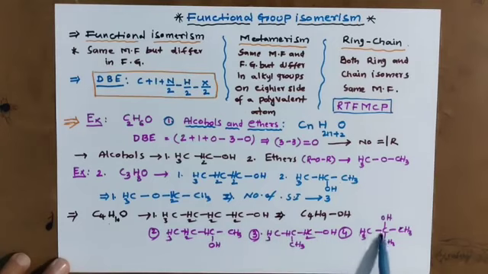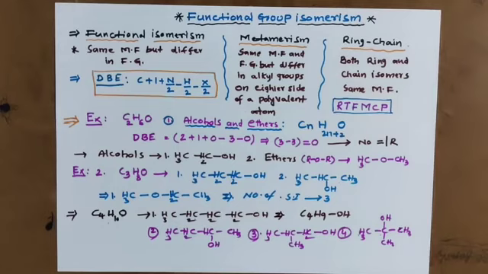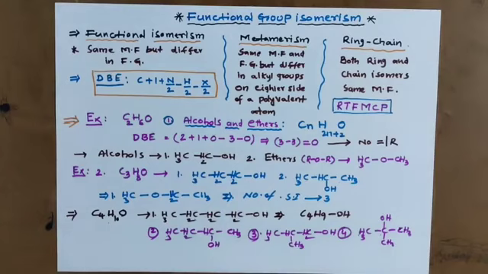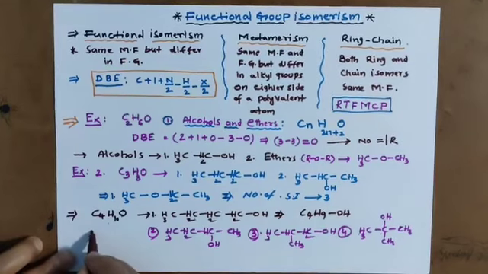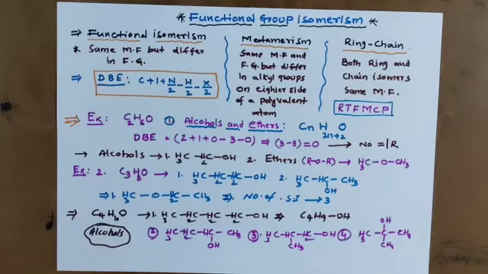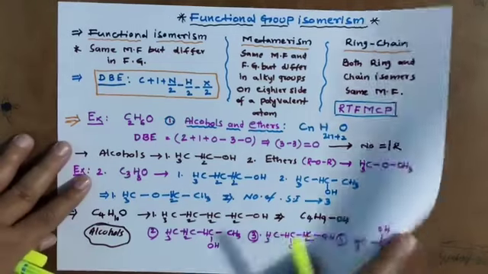1 2 3, 1 2 3, so chain difference is not there. Alcohol group difference, so these two are position isomers. With alcohols we are getting 4 isomers, but we are drawing functional group isomers, which means we have to draw the ether. With alcohols we got 4. These 4 are structural isomers, but now we have to draw functional group isomers.